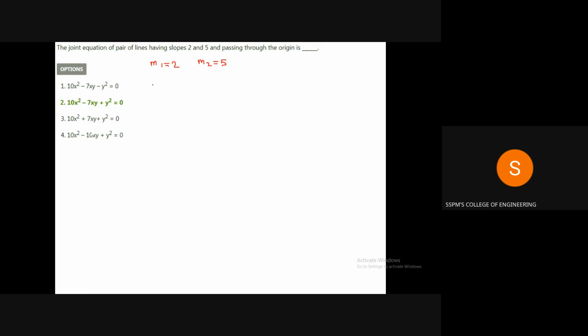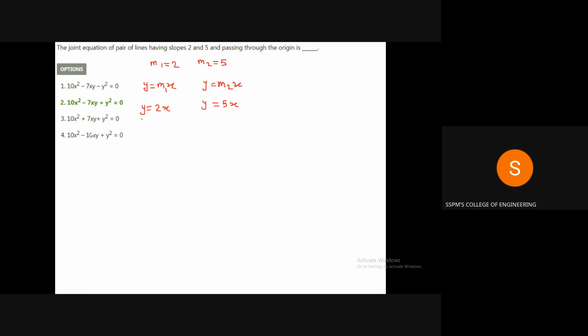Right. Now, how is the general equation of a line given? What is the general equation of a line? It is y is equal to mx, isn't it? So we can write for line 1 it is y is equal to m1x, and for another line it is y is equal to m2x. So for first line, if we put the value of m1, we get y is equal to 2x, and for second line we have y is equal to 5x. Okay, so y is equal to 2x and y is equal to 5x.